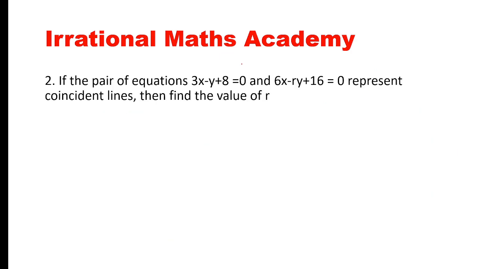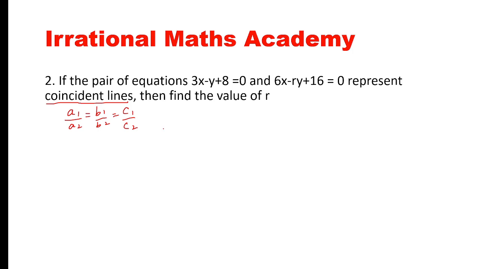Next. If the pair of equations represent coincident line, then find the value of r. Just now in the previous case I told you that. They said it coincident line. What is the condition for coincident line? A1 by A2 should be equal to B1 by B2 equal to C1 by C2.